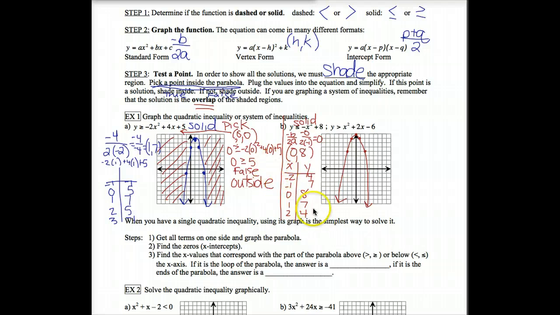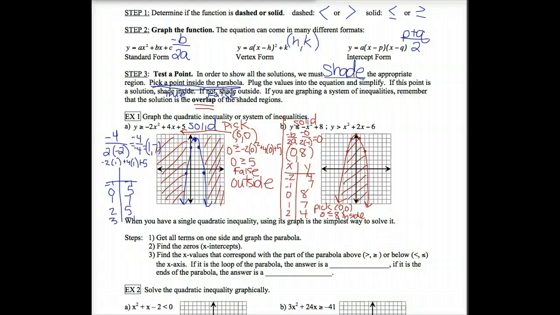And then for my shading on this one, again, you want to pick a point that's inside. So we're lucky this time, 0, 0 happens to be inside. So we're going to pick that and plug it in. So if I plug in 0, 0, I get 0 is less than or equal to -0 plus 8. So 0 is less than or equal to 8, so that means this is a true statement, and I'm going to shade inside for this parabola.